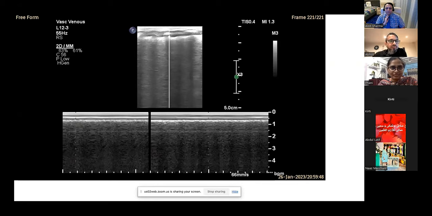Just to critique this particular frame here, what I would have done is your focus is way down. I would have loved to keep that at the pleural line. Yeah, I understood. Your focus should be at the pleural line because that's where the whole game is. So I would like to keep the focus at the pleural line. Then it will give you more crisper image.